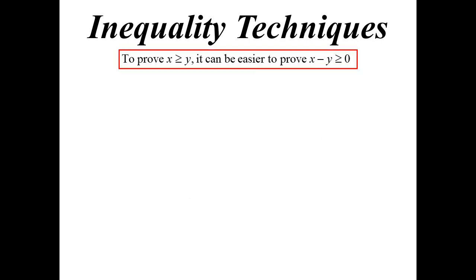Techniques then: how do we approach these problems? This idea gets used a lot because sometimes it's a lot easier to show something's always positive or always negative. So we start with the left-hand side, move everything across, X minus Y, start with that and try to show it's always positive or always negative.